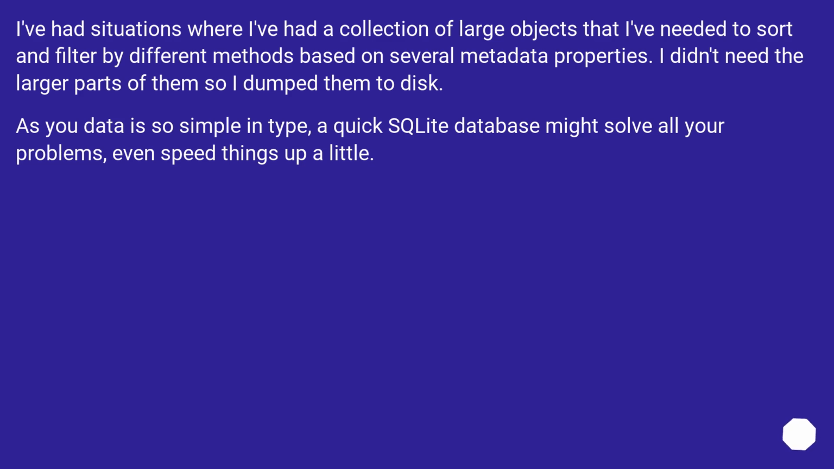I've had situations where I had a collection of large objects that I needed to sort and filter by different methods based on several metadata properties. I didn't need the larger parts of them, so I dumped them to disk. As your data is so simple in type, a quick SQLite database might solve all your problems, even speed things up a little.